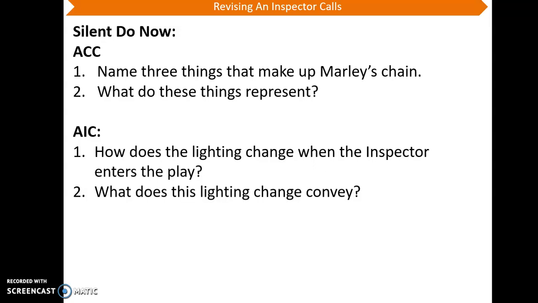Hello again, Year 10. So we are carrying on today with our revision of Gerald Croft. Before we start, I have 4 silent do now questions for you. So please pause your screen and have a go at these 4 questions.